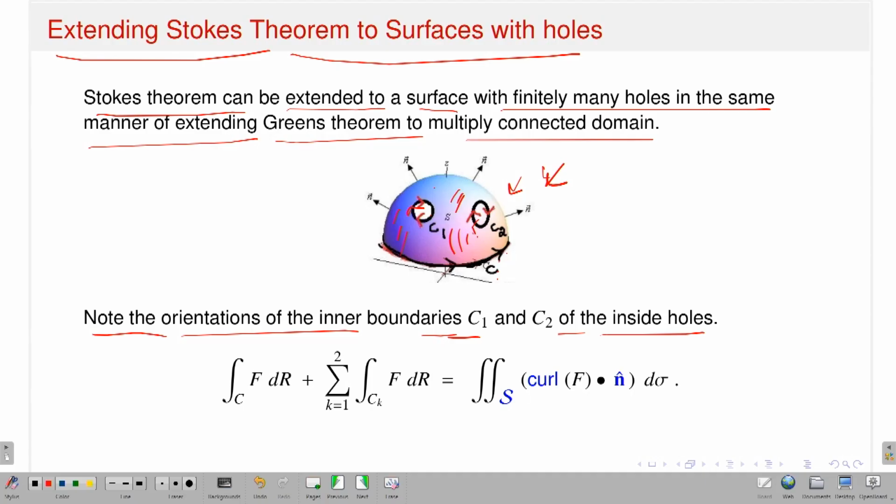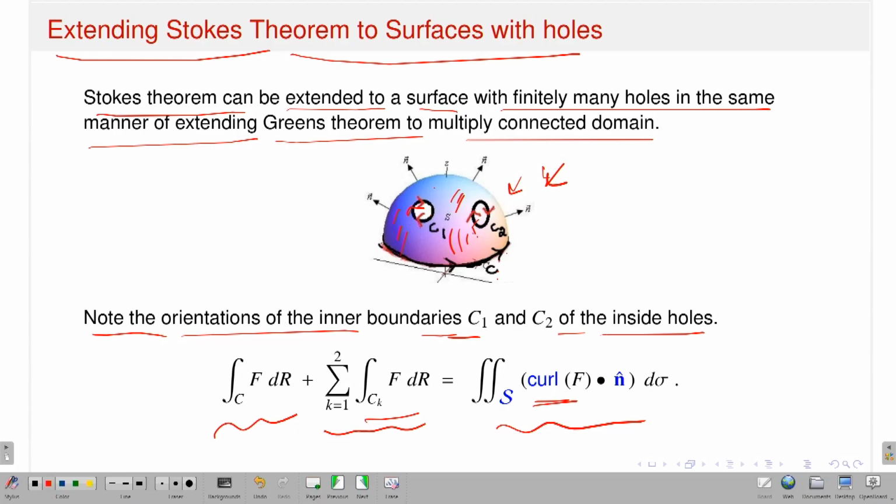Once I have this kind of surface, what is the corresponding statement of Stokes theorem? It says that you add the vector line integrals of my vector field F over Ck, with k from 1 up to 2, since I have two holes. If I add them, it will give you the corresponding surface integral of curl of F dot n cap, which is nothing but the normal component of my curl.